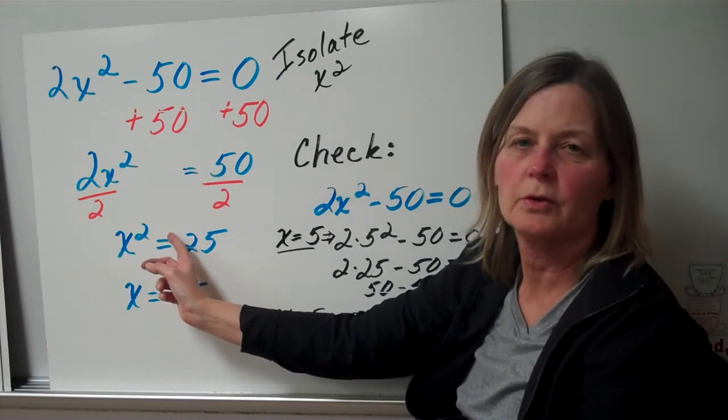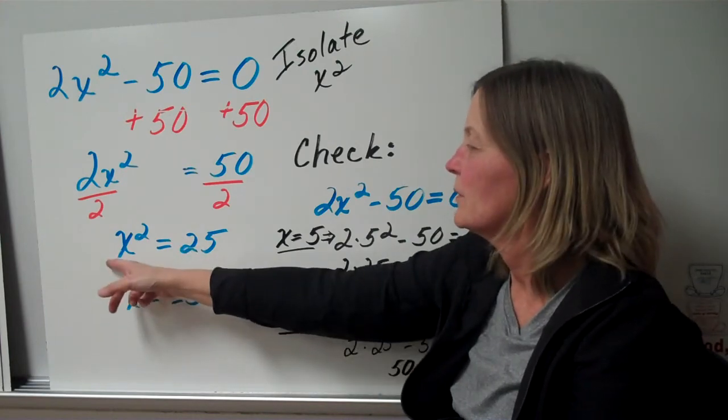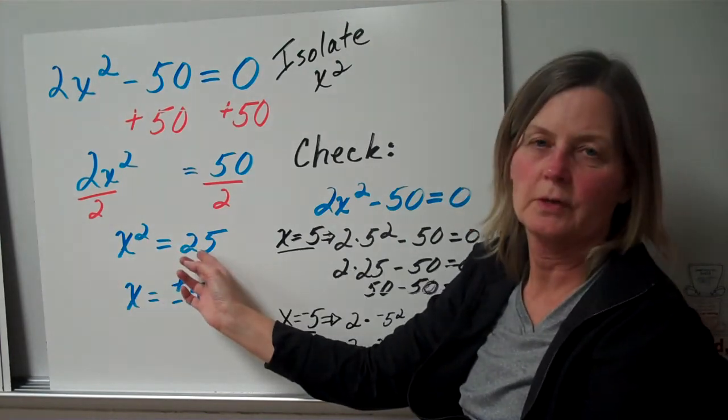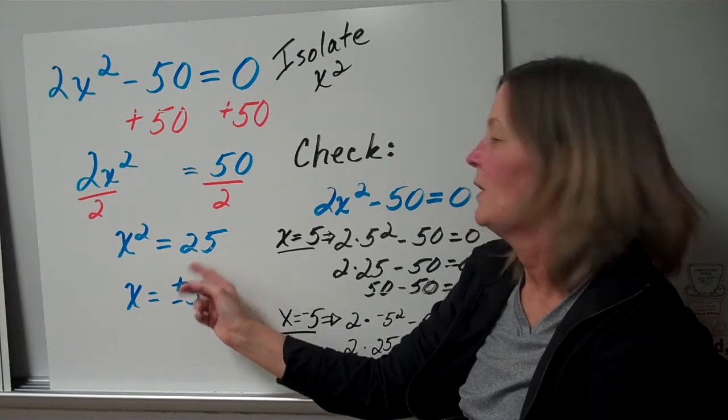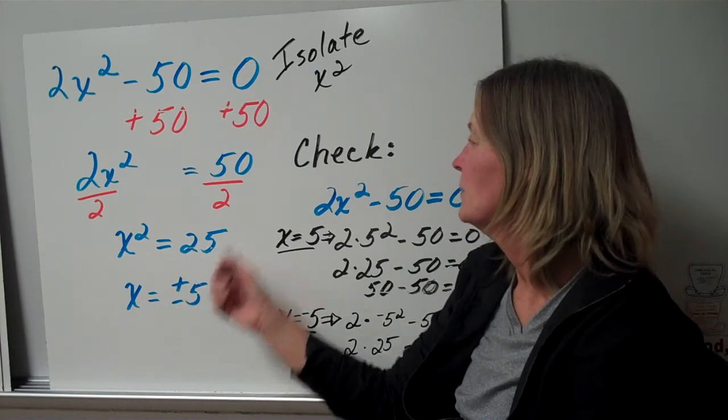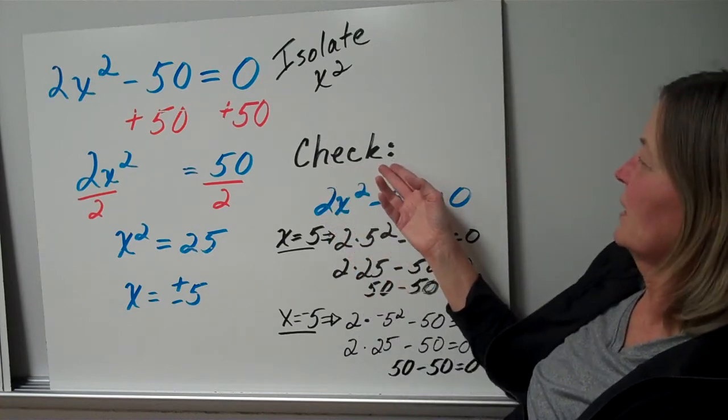This is where the square root comes into play. Take the square root of this side as well as the square root of 25, always remembering that there are two square roots of 25, the positive 5 and negative 5. It's always a good idea to check your answers.